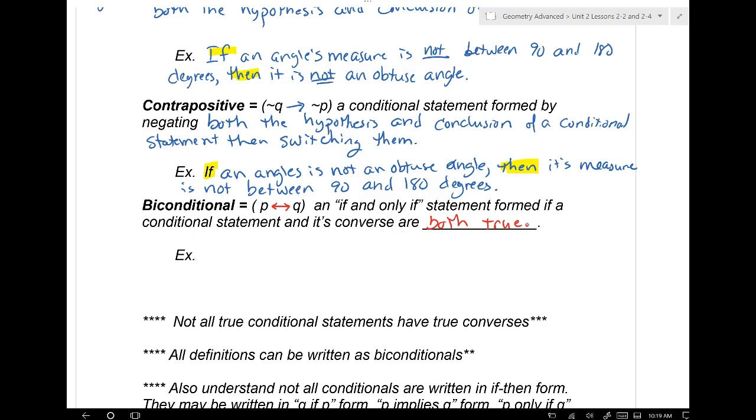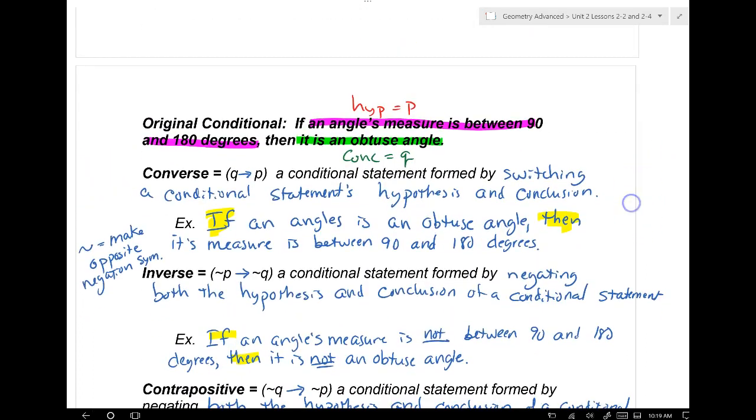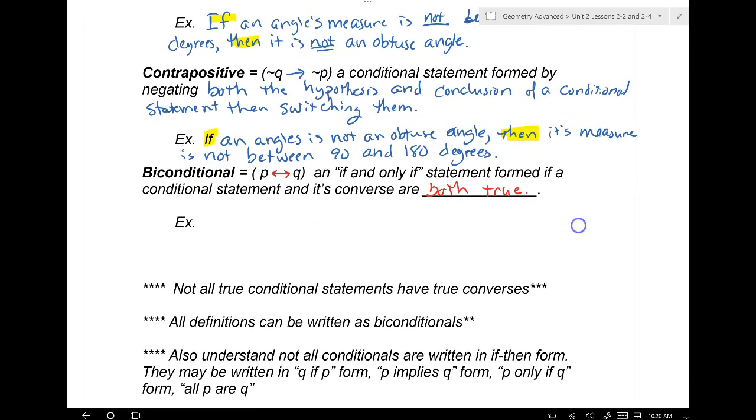Now, guys, look at this original up here. The original statement was, if an angle's measure is between 90 and 180 degrees, then it is an obtuse angle. Is that true? Yes. Is this converse statement, if an angle is an obtuse angle, then its measure is between 90 and 180 degrees, true? Can I write a biconditional? The answer would be yes. Well, how would you write it? It doesn't really matter which one goes first. In fact, I think it's actually better if your conclusion came first this time. So you could say something like this.